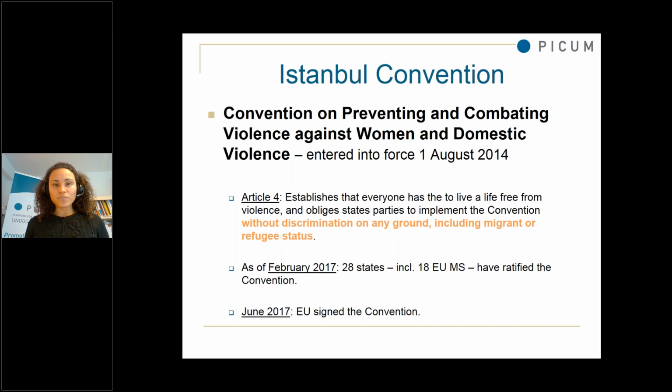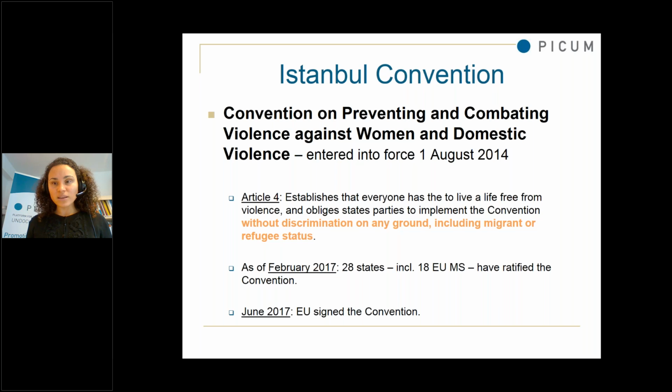Like the Victims Directive, the Istanbul Convention has a broad scope in terms of to whom it is applicable. Under Article 4, it is clearly established that everyone has the right to live a life free from violence. Article 4 also obliges parties to the Convention to implement it without discrimination on any ground, including migration or refugee status. And so again, explicitly on the face of this treaty, state parties are clearly pointed to the fact that non-discrimination in its applicability includes non-discrimination with respect to people on their territory who are not citizens, who may not even be permanent residents, who may not have any proper status at all.